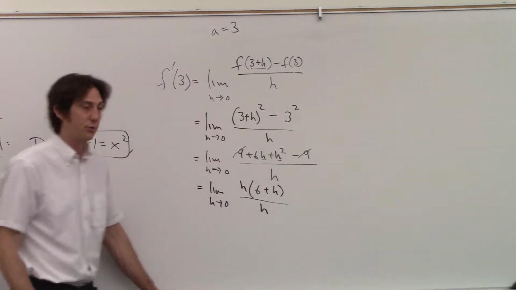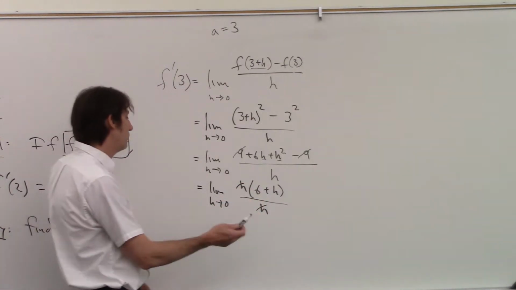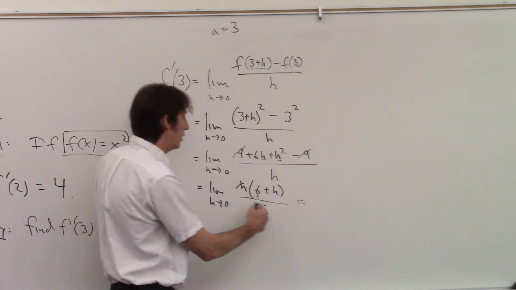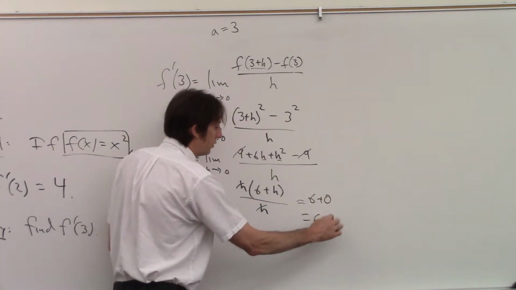In the denominator, I also have an h. So here now the h's cancel in the numerator and denominator. And at this point, I can just plug in to get the value of the limit. I get 6 plus 0, or 6, for the value of the limit.